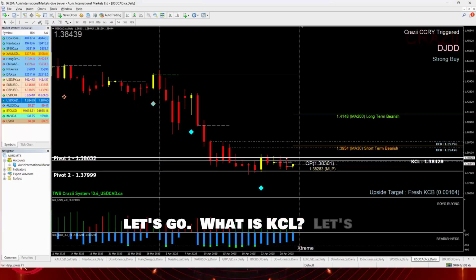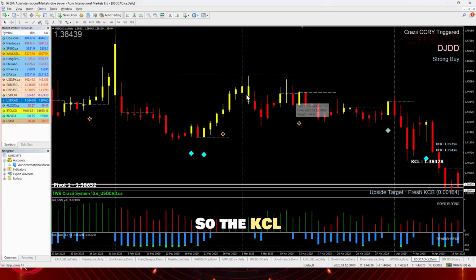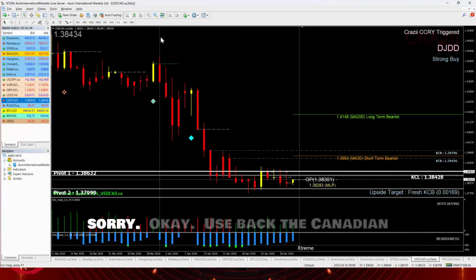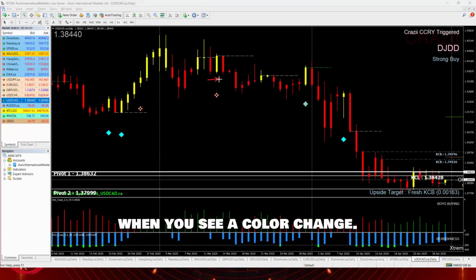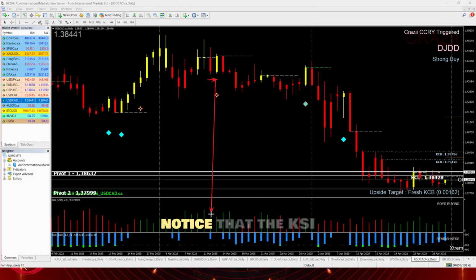Okay, let's go. What is KCL? Let's begin. The KCL happened because of this color changeover. Now KCL happens when you see a color change. Example in this case, red turns to yellow, right? And when it turns to yellow, you notice that the KSI happens to be green in color, right? So that means the color change comes together with the KSI in line.